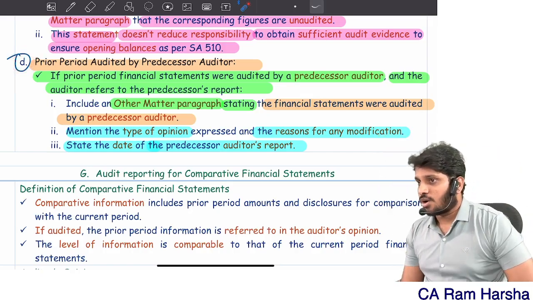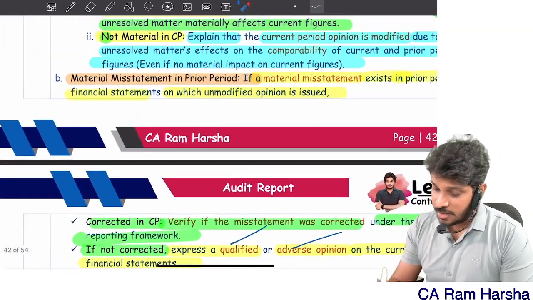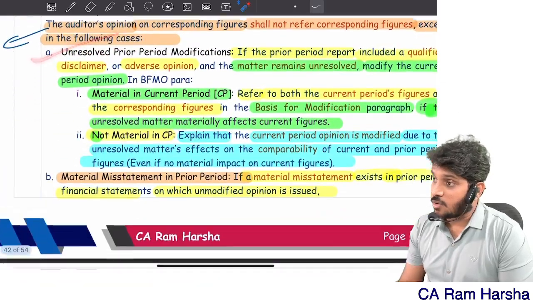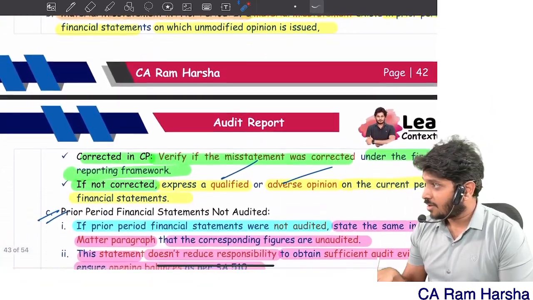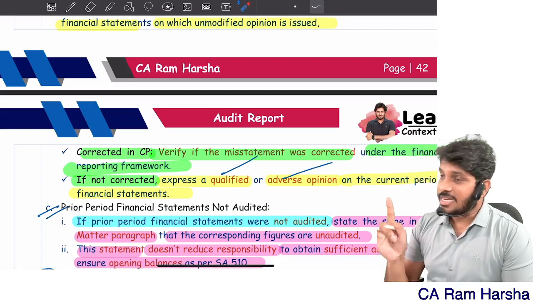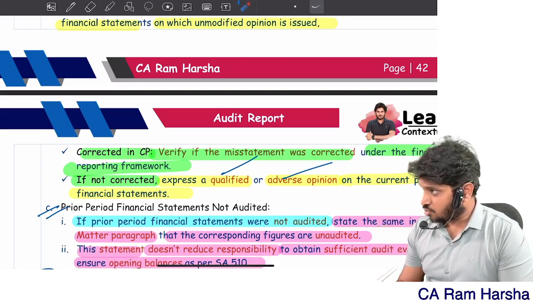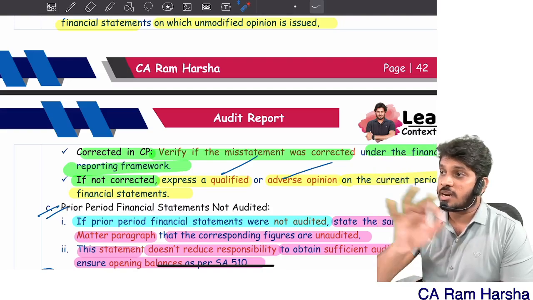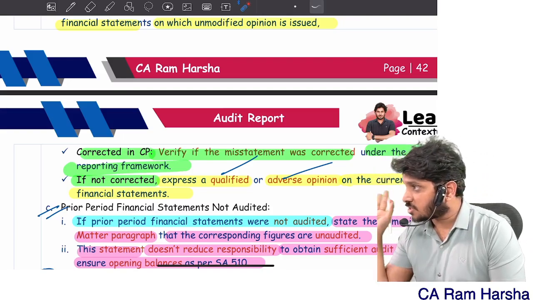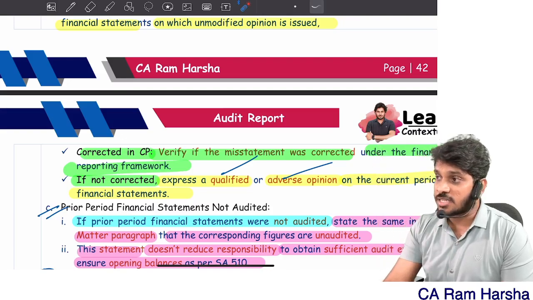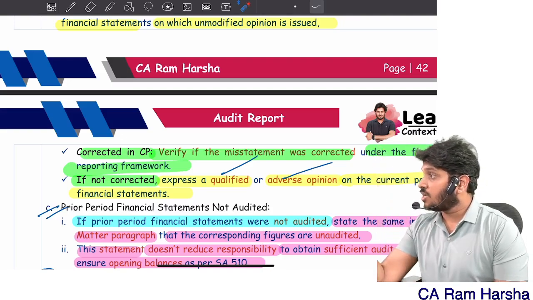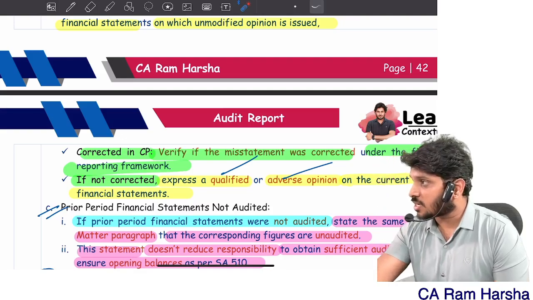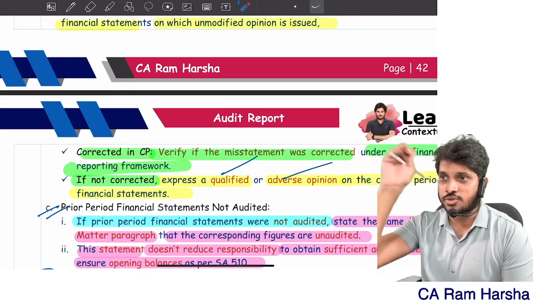Clear? Confident? Sometimes one time they asked B, one time they asked A, one time they asked ABCD. What is ABCD? In case of the corresponding figures approach, the auditor's opinion generally will not refer to corresponding figures. However, there are circumstances where the auditor's opinion refers to corresponding figures. What are the circumstances? 4 circumstances, a 4 marks question.